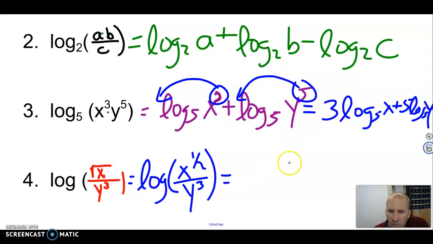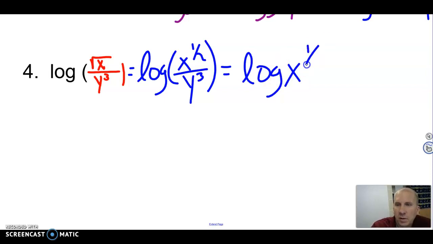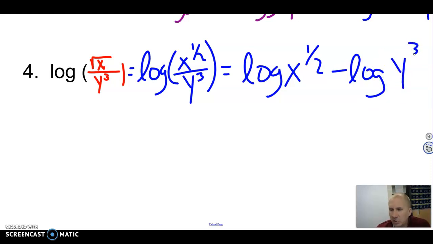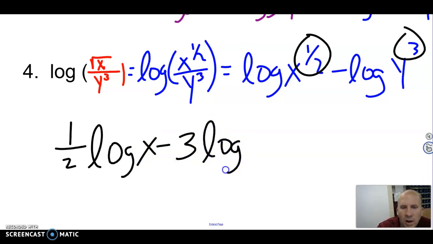All right, so our expanded form. We're going to split this into a subtraction, because a division problem can be split into 2 separate logs by using subtraction. Then we have exponents in here. Those exponents move to the front. 1/2 log x minus 3 log y. The properties of logarithms. There's not much to the calculation, it's just keeping them all straight.